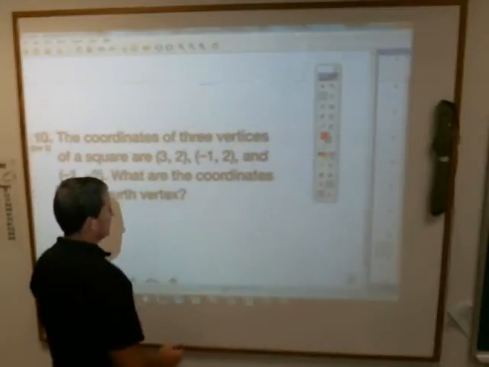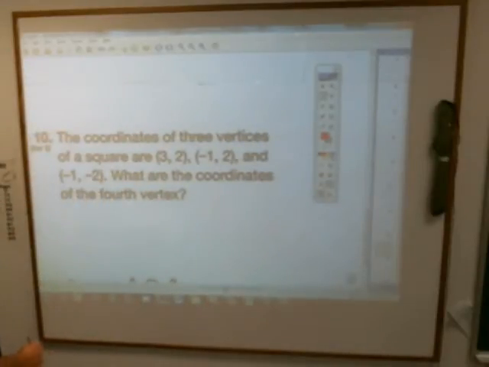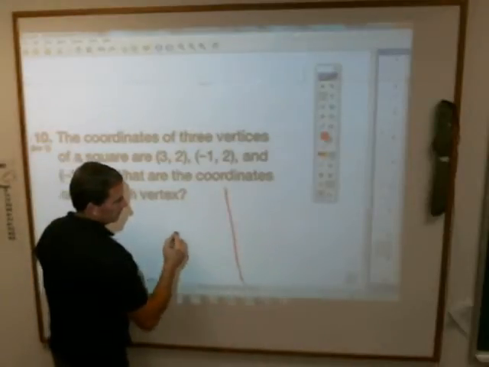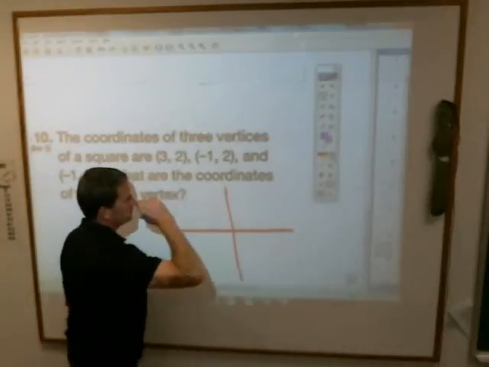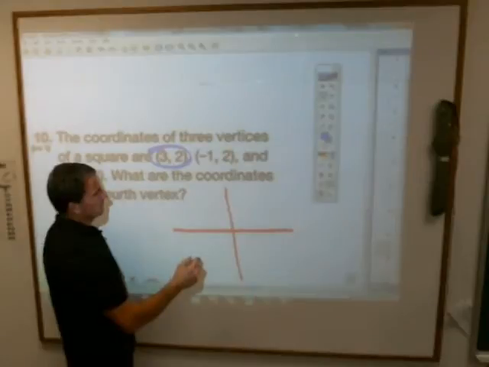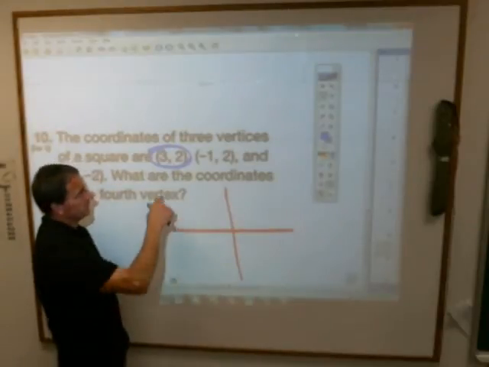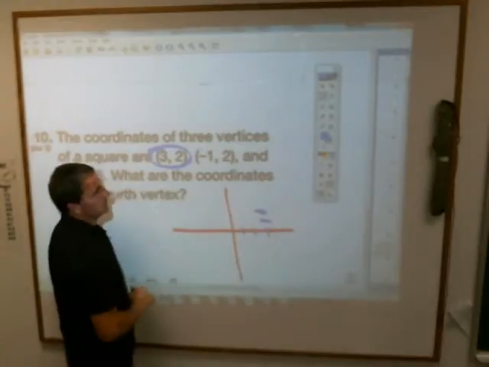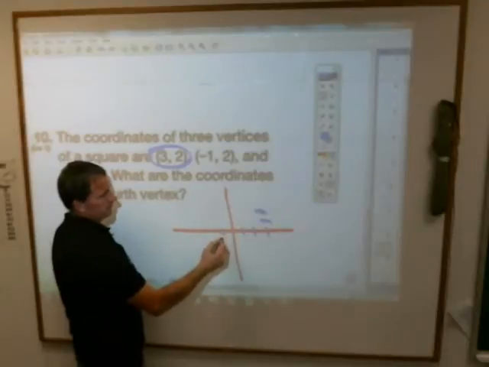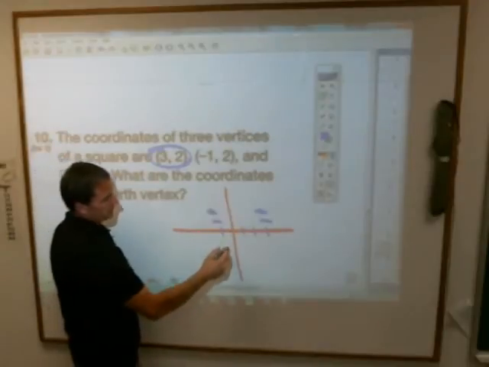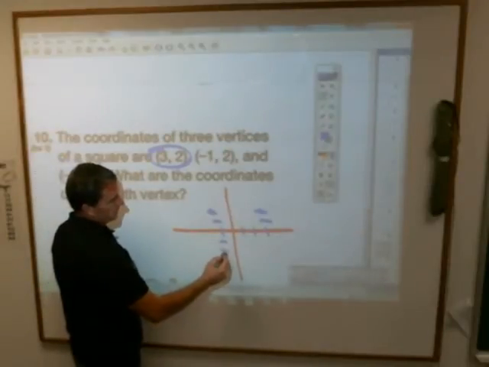Jules, did you draw this on a piece of graph paper? I drew the X and Y. So you don't know how to sketch these points? Oh, you don't know where point 3 comma 2 is? This is all drawing kind of stuff, first of all. 3 comma 2 is where? Over 3 and up to 2. Negative 1, 2: over negative 1 and up to 2. And negative 1, negative 2 is right there.